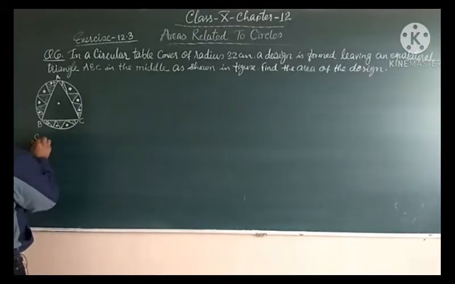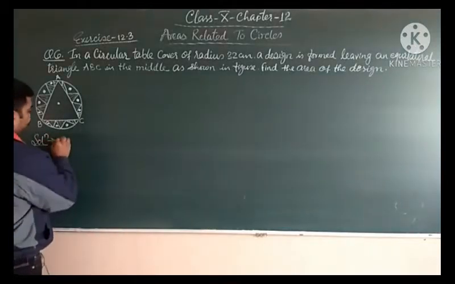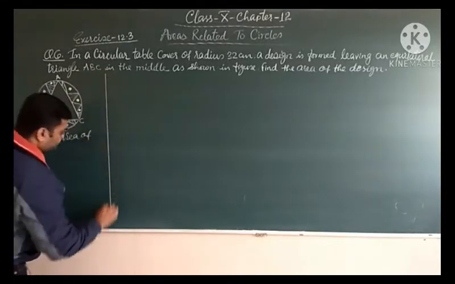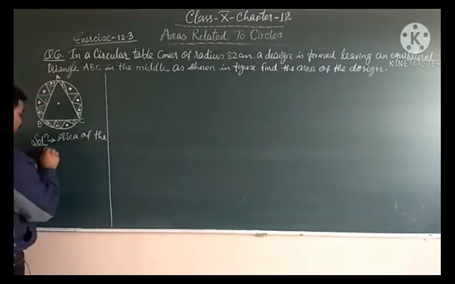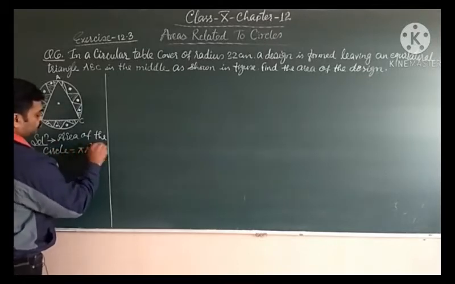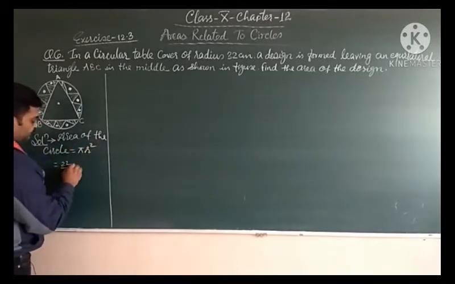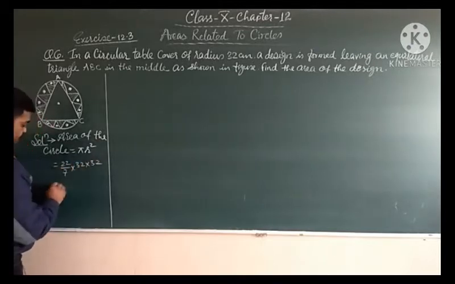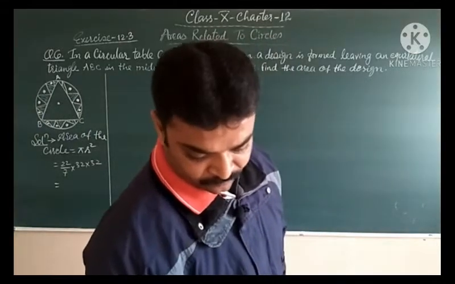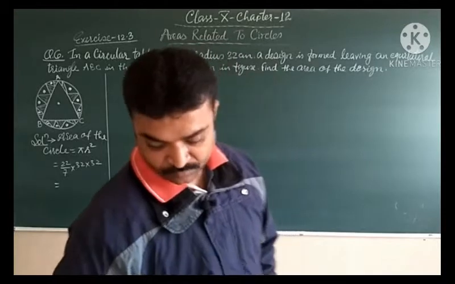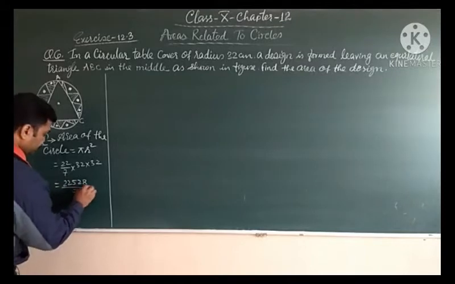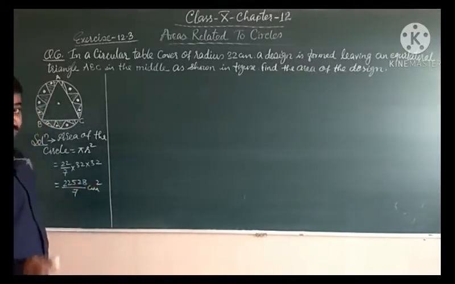Area of the circle is equal to pi r square, that is 22 upon 7 into 32 into 32. After solving this, you will get 22528 upon 7. So 22528 upon 7 centimeter square is the area of the circle.